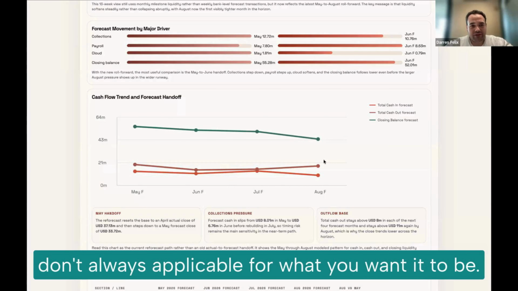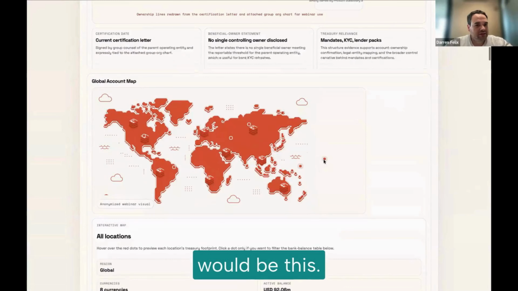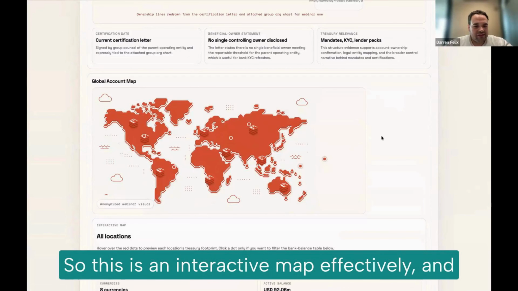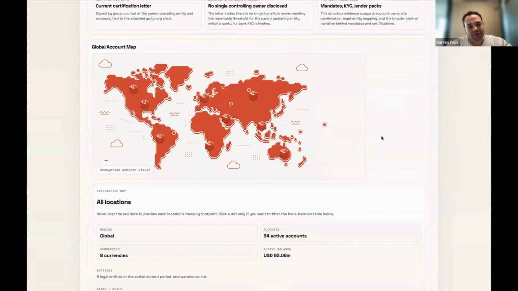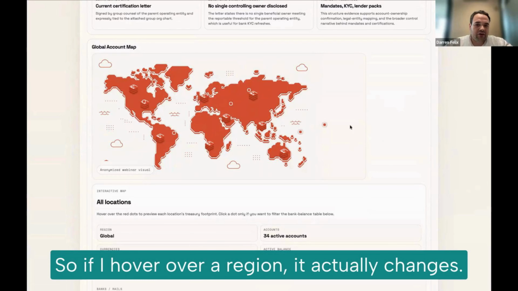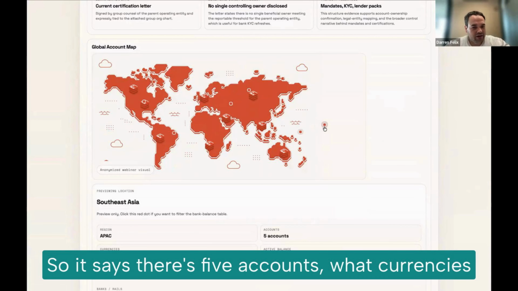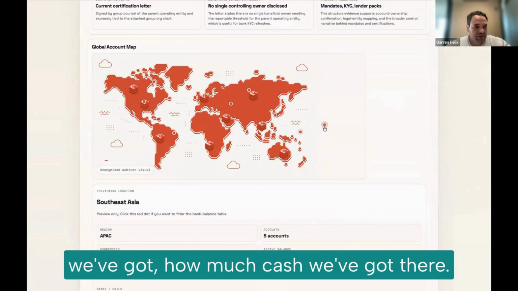So, for example, when I had account data, I think probably the best idea to show you would be this. So the global account map. This is an interactive map effectively. And when we host this, I hope it's going to have details on the back end that you can actually see. So if I hover over a region, it actually changes. So it says there's 5 accounts, what currencies we've got, how much cash we've got there.